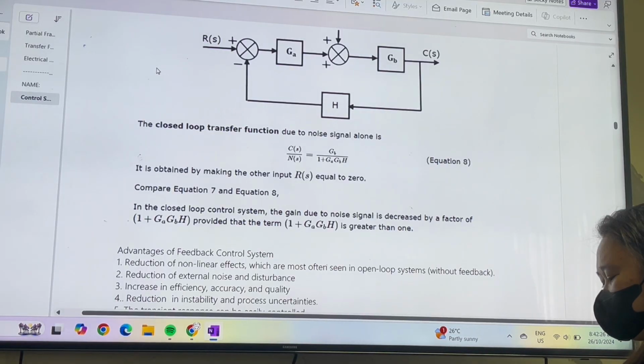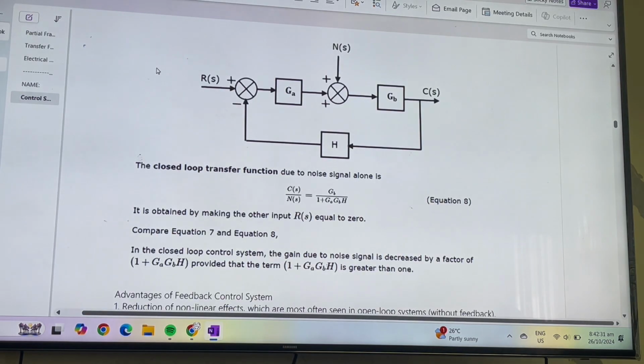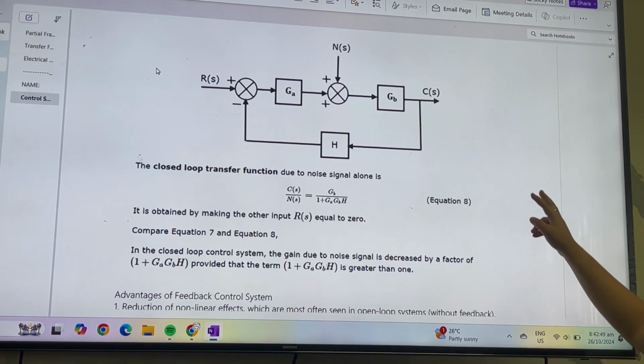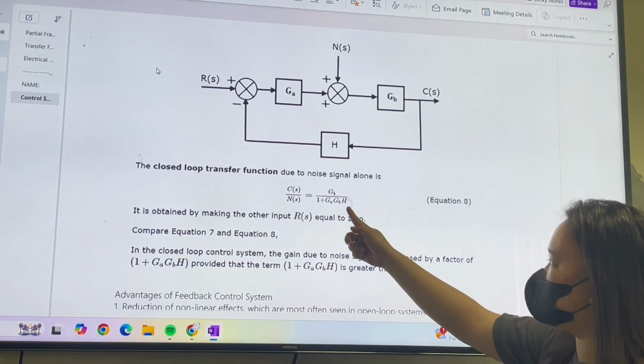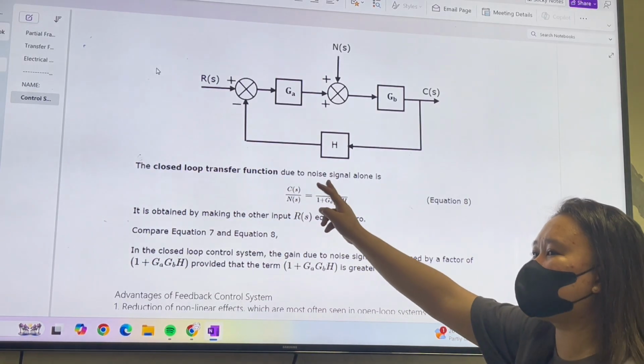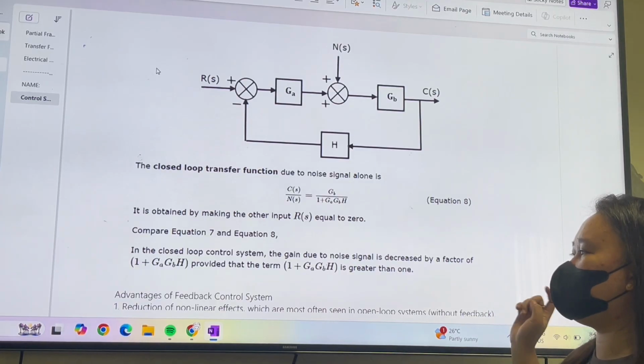Now, if you compare equation 7 and 8, those two, in the closed loop control system, the gain due to noise signal is decreased by a factor of 1 plus GA GB H, provided that the term 1 plus GA GB H is greater than 1. If it is less than 1, then what happens? Isn't it that our aim here is to decrease it? Okay? The gain due to noise signal is decreased by a factor of 1 plus GA GB H.